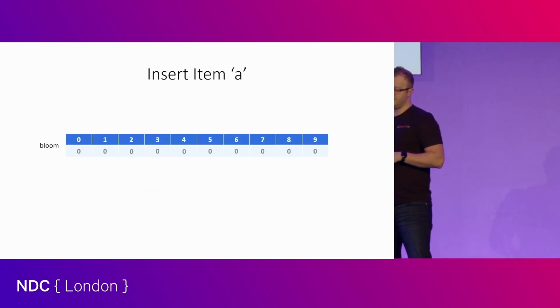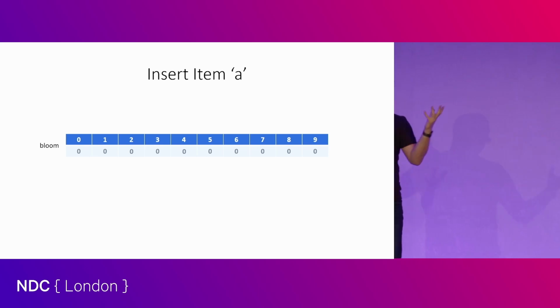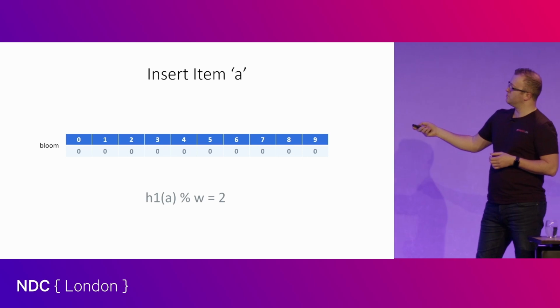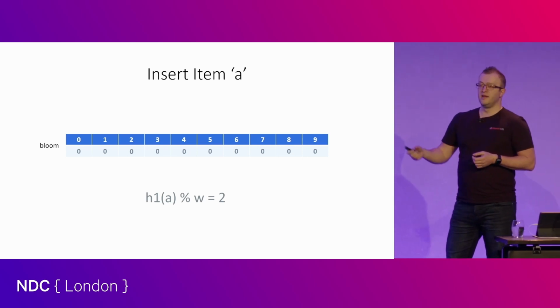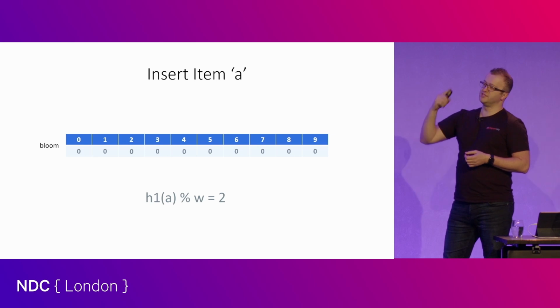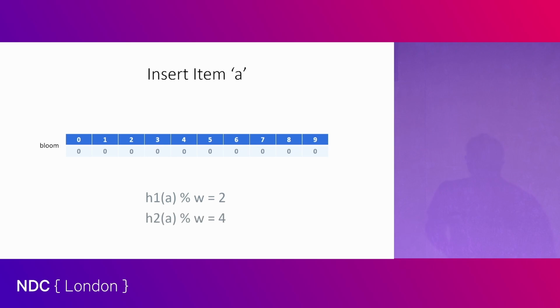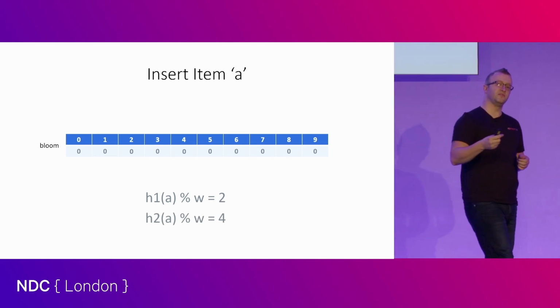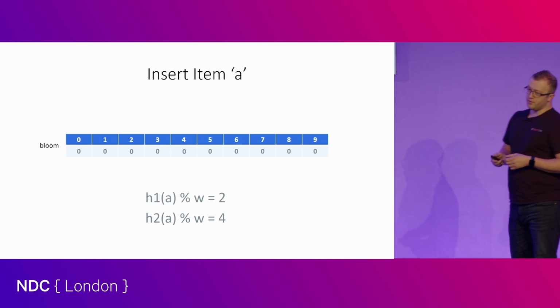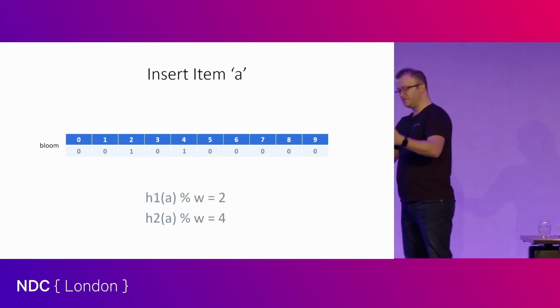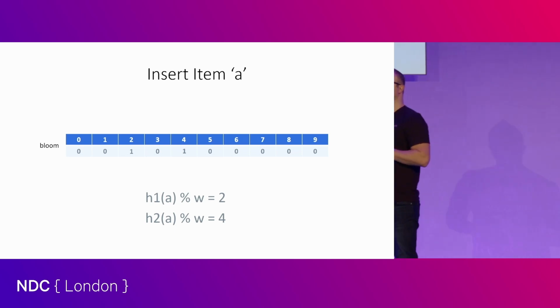So let's do it. Let's take item A. A report has come in. We'll just refer to it as item A. It's a JSON payload, and we're going to take the first hash function, hash function 1. We're going to hash item A, and then we modulus it with the width of the array to give us an index that's in range, and it gives us index 2. Then you take the second hash function, hash function 2. You hash the item, mod it with the width, and it gives us 4. Now we've received this item, and we set the bits in the array. So we just set the bit there, we set the bit there. This now indicates we have seen item A, and we have inserted it into the Bloom filter.